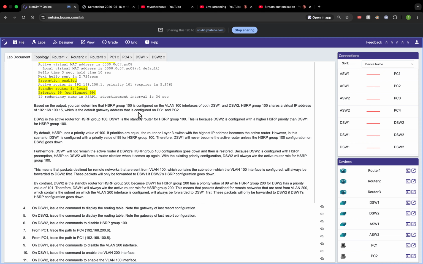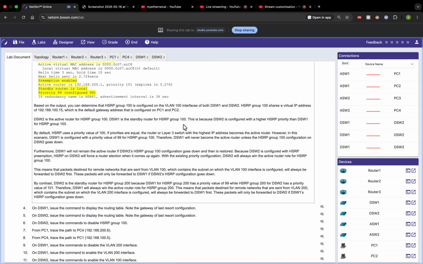Similar thing going on here. We've got a virtual IP address for DSW2, which is 100.15. On VLAN 200 it has 200.15, which is the default gateway of PC4. Right, so we've got two VLANs there, 100.15 and 200.15.